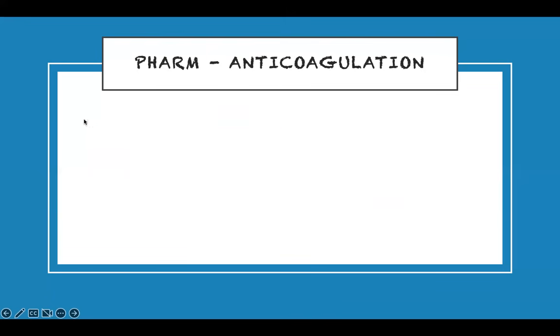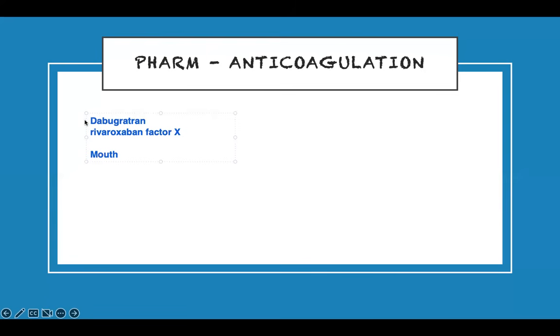The other group I told you, the dabigatrans and the rivaroxabans. These are the factor 10 inhibitors. They take it by mouth. You don't need to know too much about it. Just know that they exist.